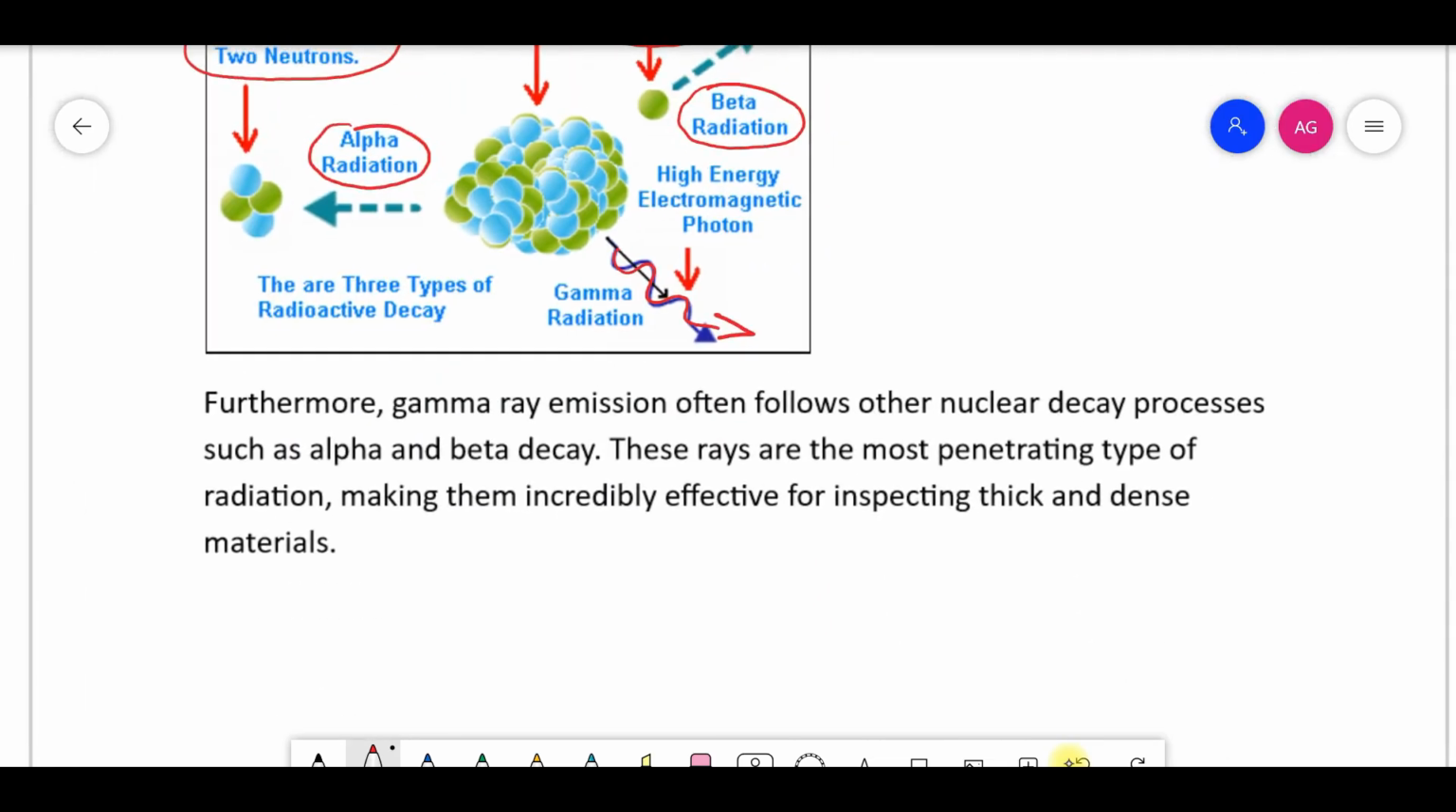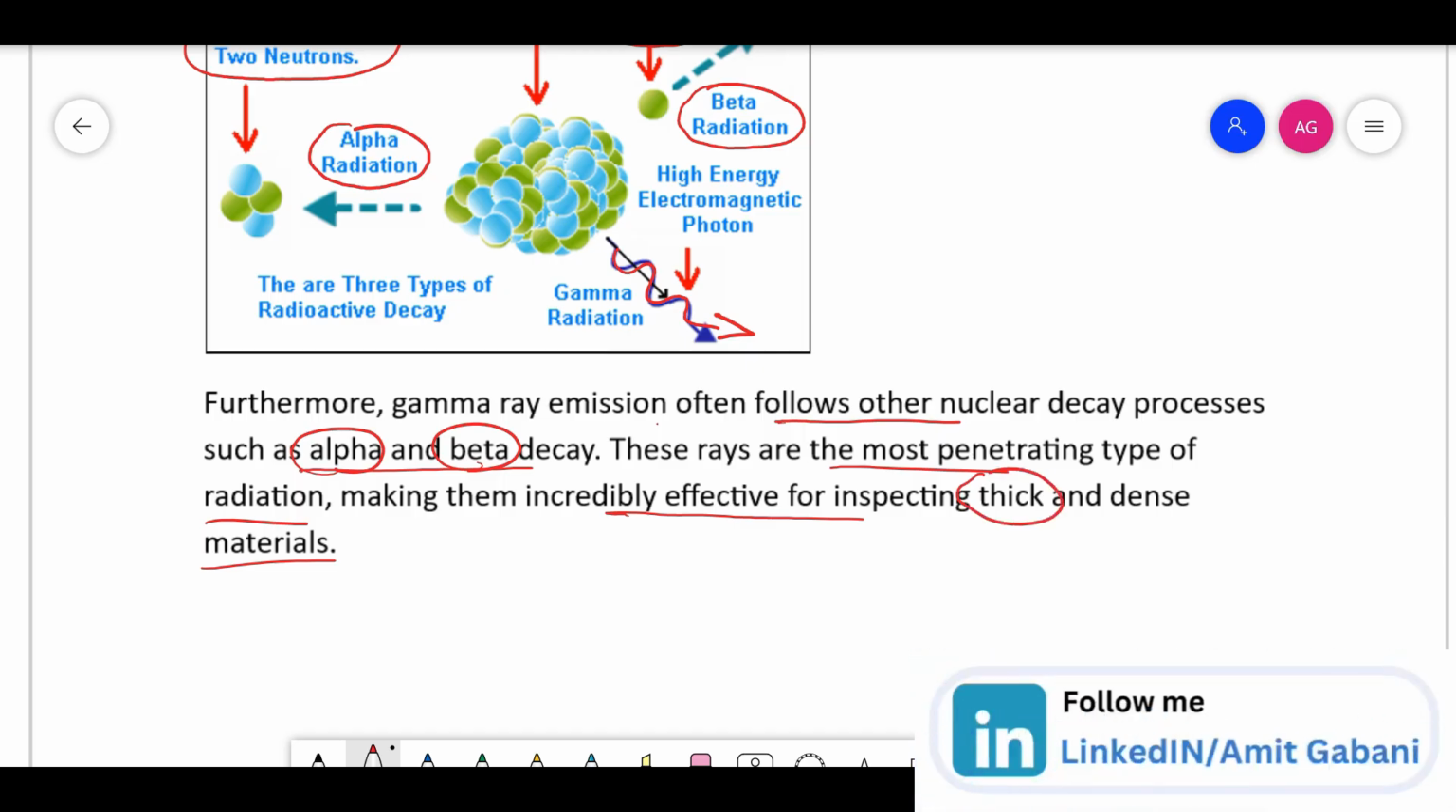So furthermore, gamma ray emission follows other nuclear decay processes such as alpha and beta decay. Gamma rays are the most penetrating type of radiation, making them incredibly effective for inspecting thick and dense materials. Alpha and beta decay also happen and are called particles. It gives good penetration, but we do not use this in radiography. If you want to use thick or dense material, you can do so. But actually in industrial radiography, we do not use alpha-beta particles.